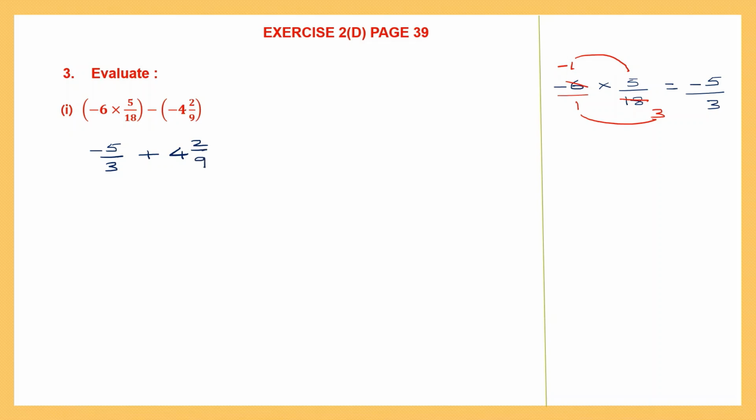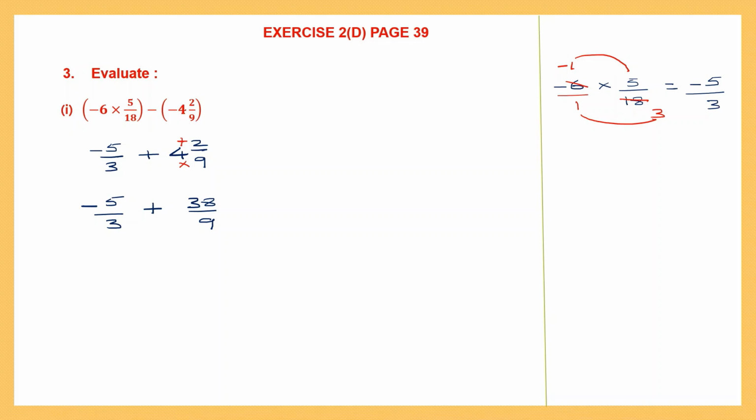Now this is an addition sum. So we have an addition operation. So we're going to add up these two rational numbers. First thing we'll do is we'll convert this to an improper fraction. So first rational number will remain the same. So that is minus 5 by 3 plus, let's convert this. Now when you convert, you do 9 into 4. 9 4s are 36 and then add plus 2. 36 plus 2 is 38. So 38 by 9.